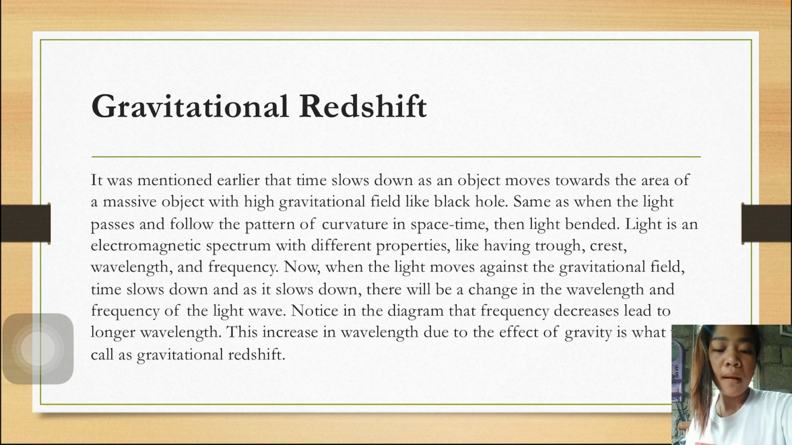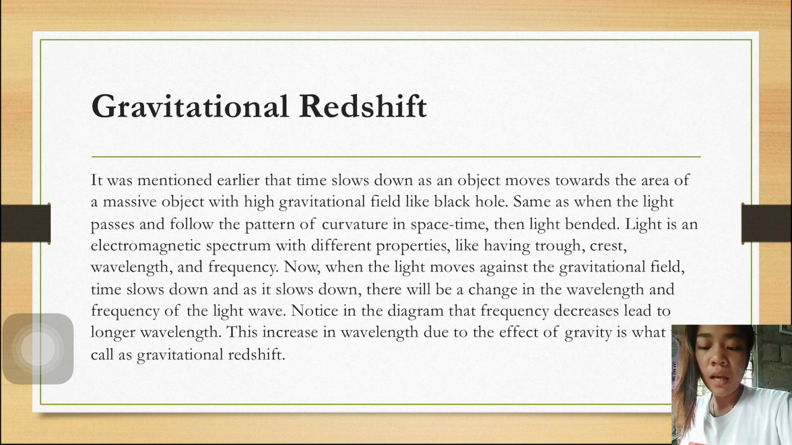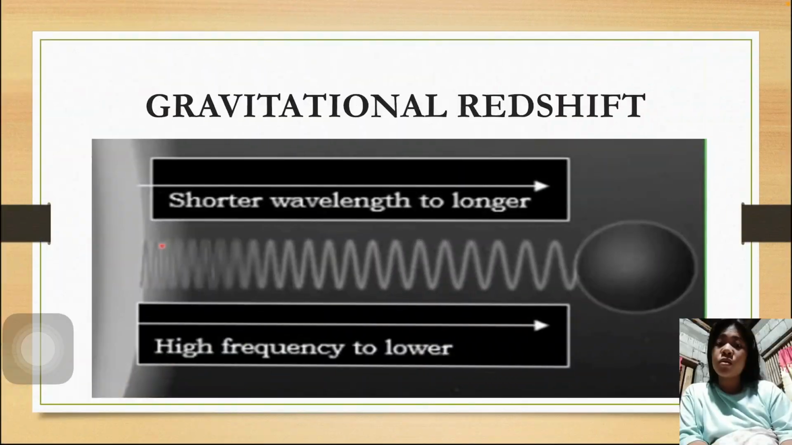Kapag ang liwanag ay gumalaw against the gravitational field, ang oras ay bumabagal pababa at sa paggalaw nito paibaba, ito ay nagkakaroon ng pagbabago sa wavelength at frequency of the light wave. So, when it is undergoing redshift, the wavelength, which is the distance between two waves, becomes longer. Ang frequency ay nagdi-decrease.